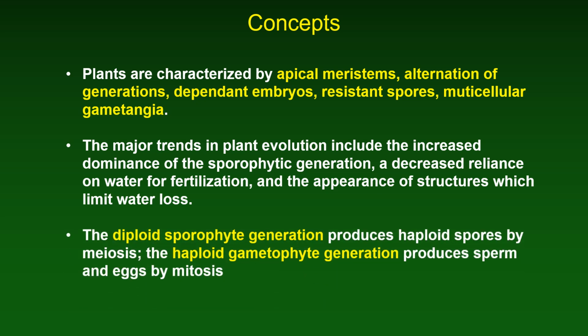The diploid sporophyte generation produces haploid spores by meiosis. That's the site of meiosis. The haploid spores develop into haploid gametophytes, and they produce the sperm and egg by mitosis. Quite different from humans and other animals, where we produce our sperm and egg directly by meiosis.